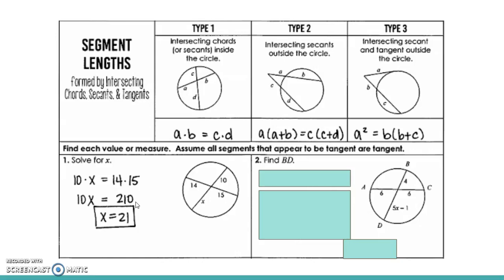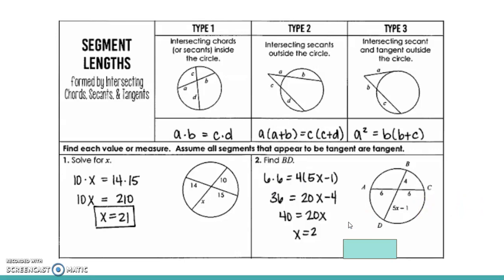Number 2 is that same type, so intersecting inside our circle. This time they gave us one of our pieces as an algebraic expression, 5x minus 1. So setting up that equation is going to look like 6 times 6 is equal to 4 times the quantity 5x minus 1. So just multiplying those 2 halves together. When we do that, we find that x equals 2.